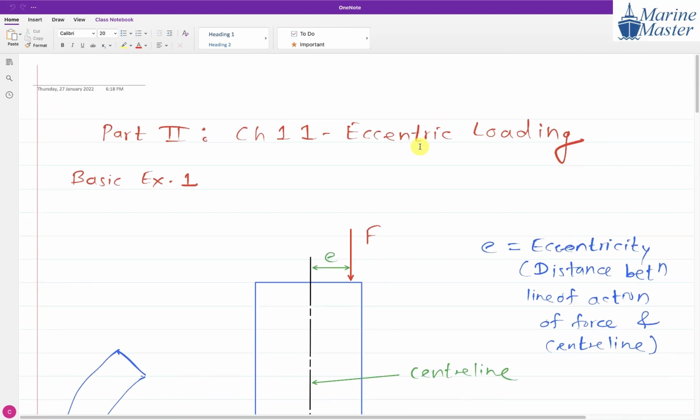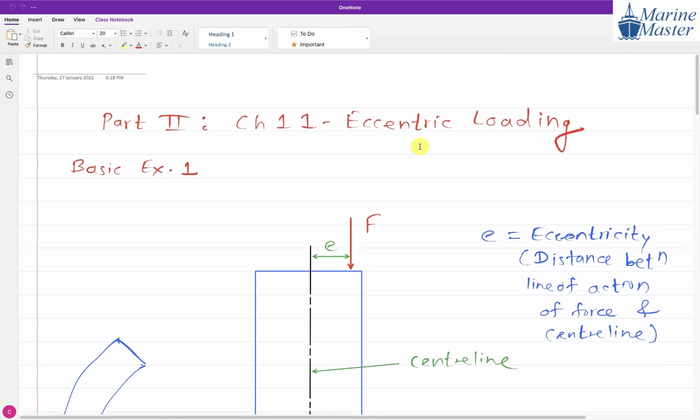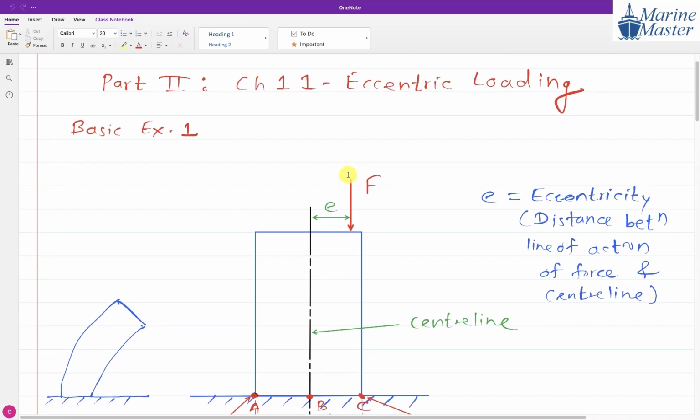So yesterday we started our discussion of eccentric loading. In eccentric loading, everyone just have a look. I will give you just a brief revision of that basic example we discussed in the last lecture. In that basic example, we have seen what is meant by eccentric loading.